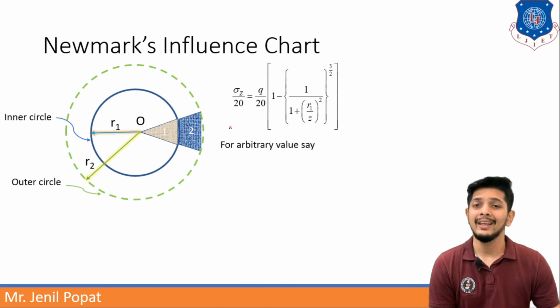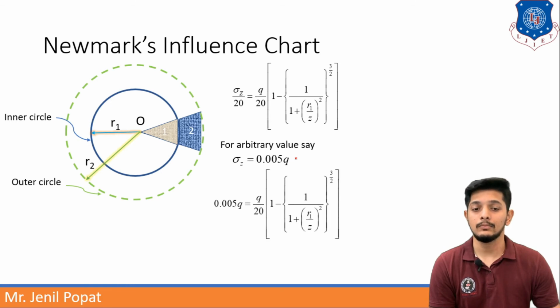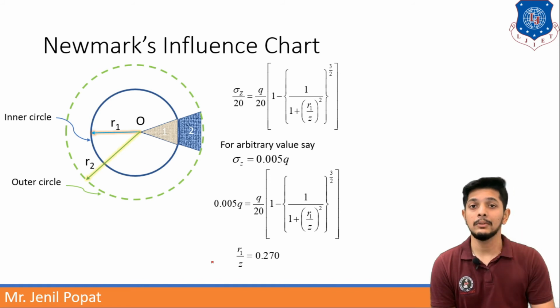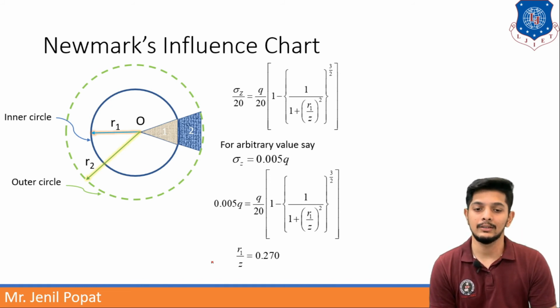Let us assume an arbitrary value. Let us say sigma z is equal to 0.05 q. It is also known as Newmark's influence factor. Now putting sigma z as 0.005 q, we get the solution r1 by z is equal to 0.270. Now what does it mean? It is very simple to understand.